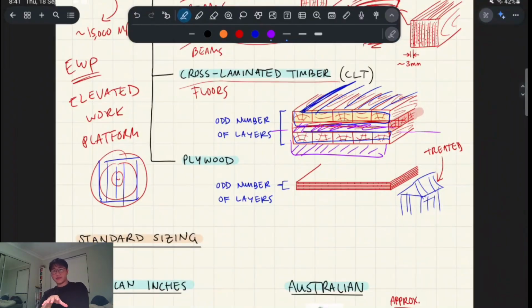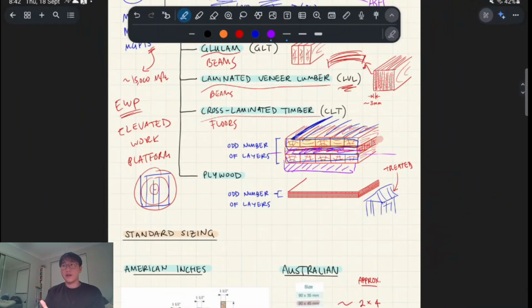The same principle applies to plywood, but just on a much smaller scale. If you've done woodworking or anything, you've probably seen plywood, and it's very thin. This would be like 13 layers of ply, maybe about 2.5 centimeters thick. So that's what happens when you have an odd amount of layers. It has better, more dimensionally stable properties.